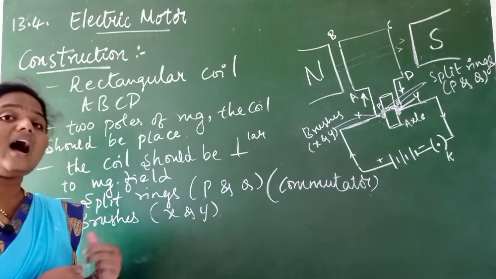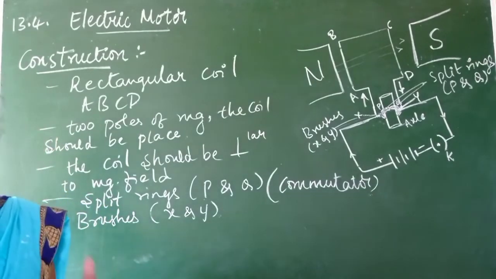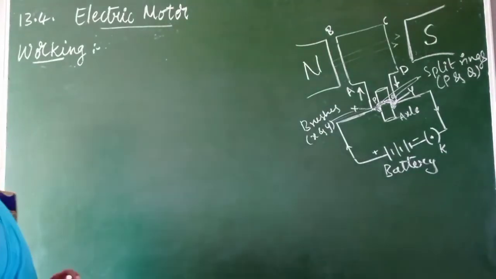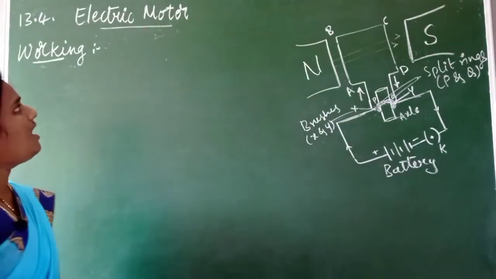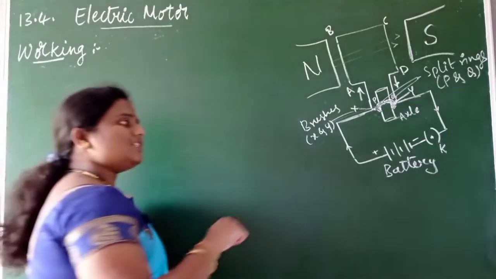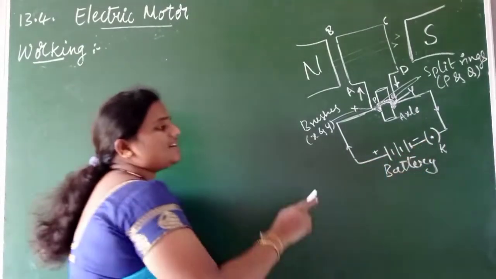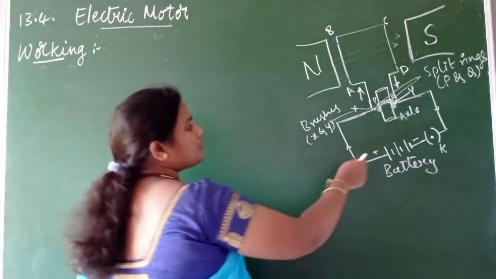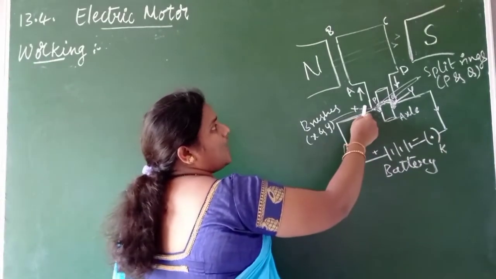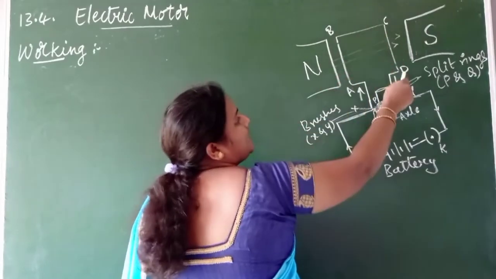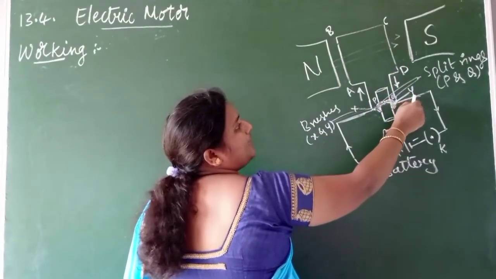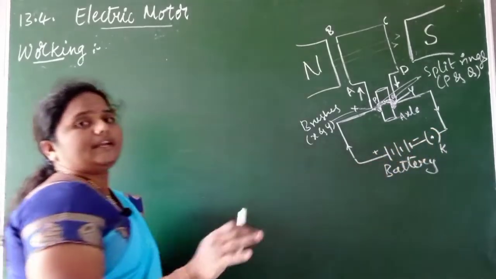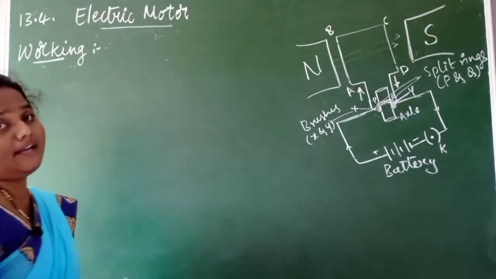Now we will see how actually this starts working. Children, now we will study the working of an electric motor. See children, when we switch on the key, the current starts flowing from the source battery, that is from the positive terminal to X, and X to A, B, C, D, and again from D to B, Y it comes, and similarly it goes to the negative terminal. This continues.